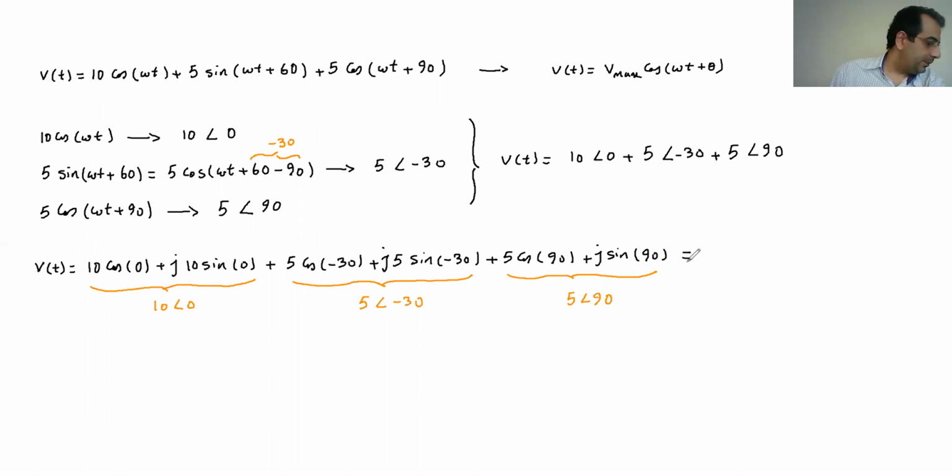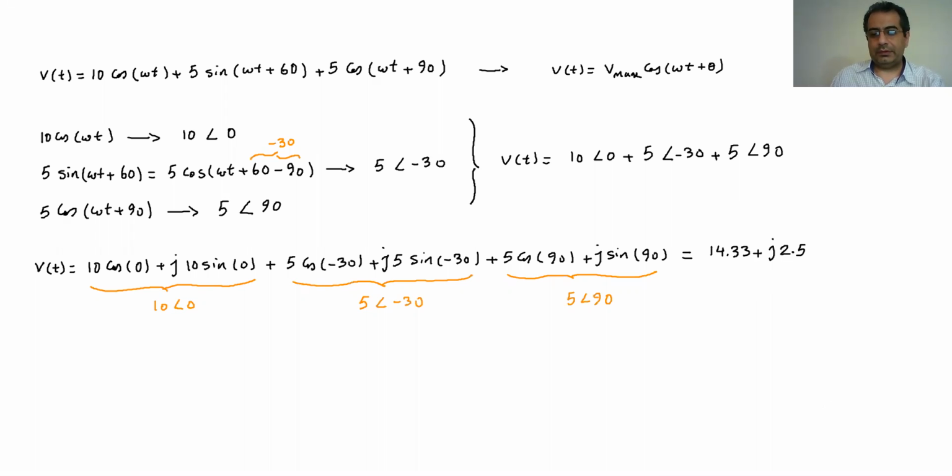Anyway, if I do this calculation and add them all together, eventually what I'm going to get is 14.33 plus j 2.5. So this is what I'm getting here, in the rectangular format. Now I have to convert it back to the polar format.